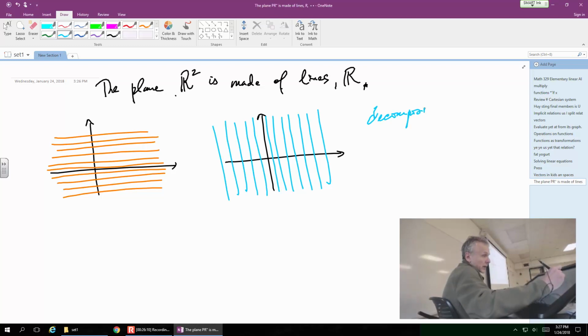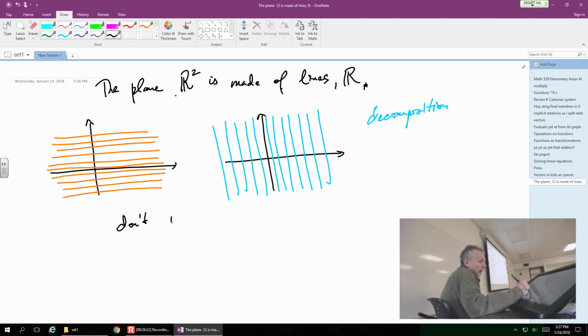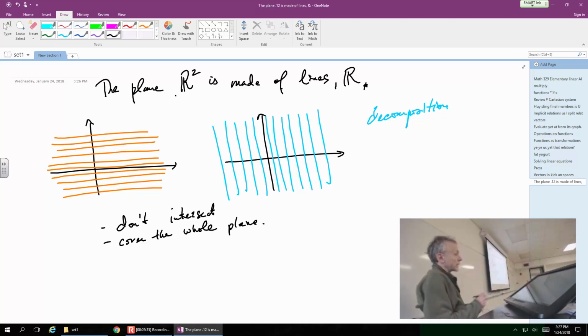So as you can see, I speak of decomposition. Why? In what sense? In the sense that these lines are firstly parallel, so they don't intersect. First of all, they don't intersect, and second, they cover the whole thing. Okay, so that's a nice decomposition. All we have to do is just to repeat one of the axes.